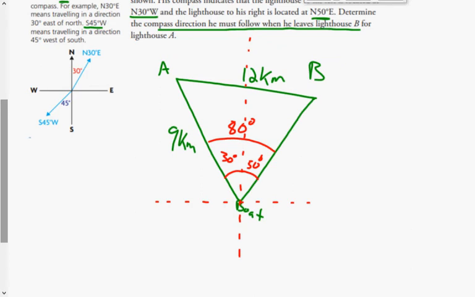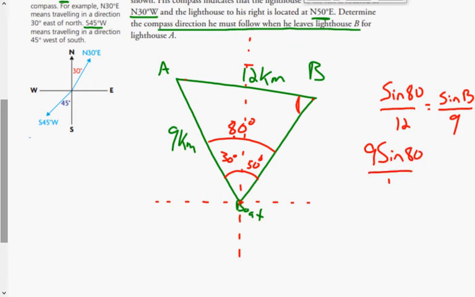Now look at that. We have an angle and we have its opposite side. We have a side, and we're looking actually for this angle here because we want to know the course you must chart from B to A. So let's figure part of that equation out. I know that sine of 80 over 12 equals sine of B over 9. So I'm going to cross multiply and get everything by itself. Try working on this on your own. It's going to be 9 sine 80 over 12 equals sine of B.